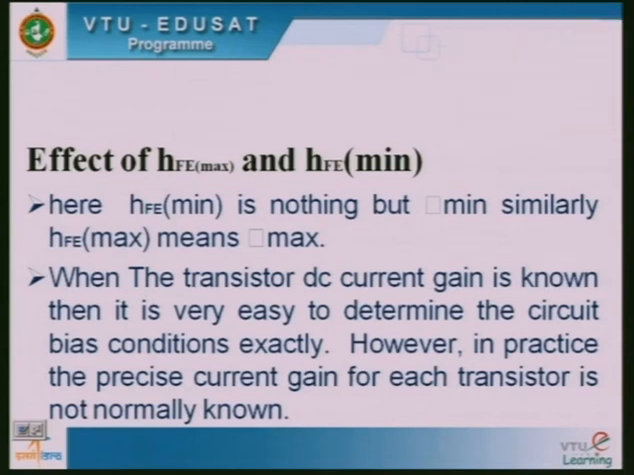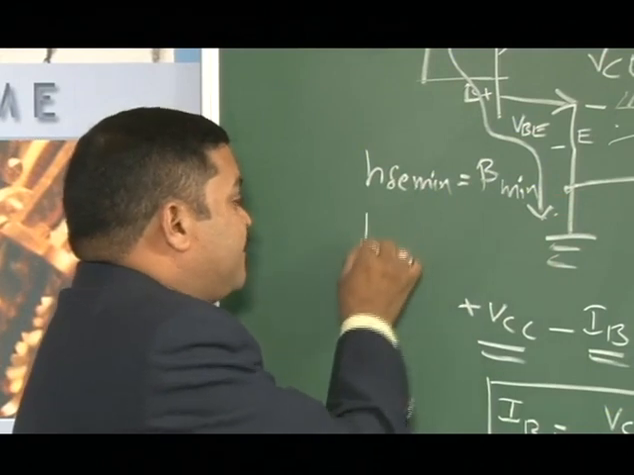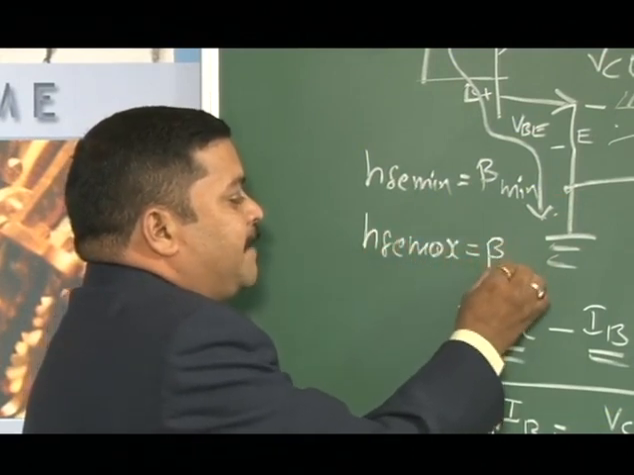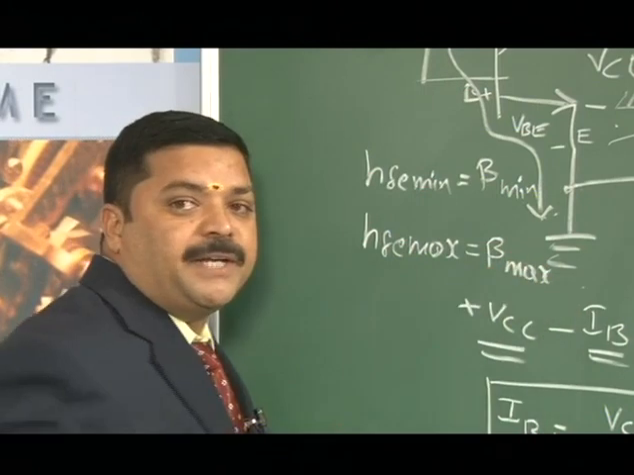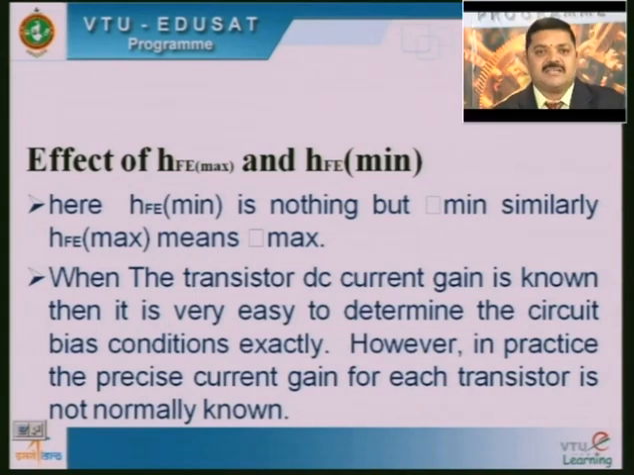I will write here: HFE min is nothing but beta min. Next, HFE max is nothing but beta max. So, what is the effect on the operating point in fixed bias or the base bias when we change the HFE values from minimum to maximum? That is the discussion now.